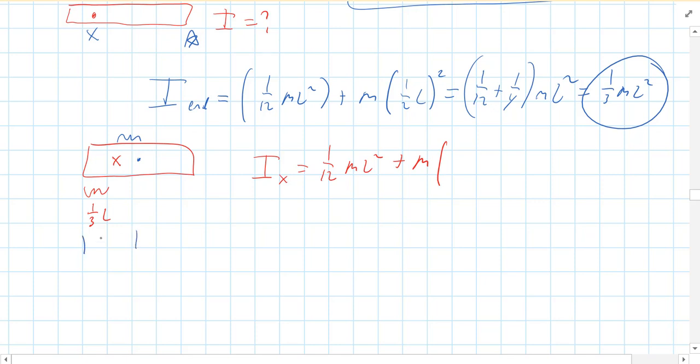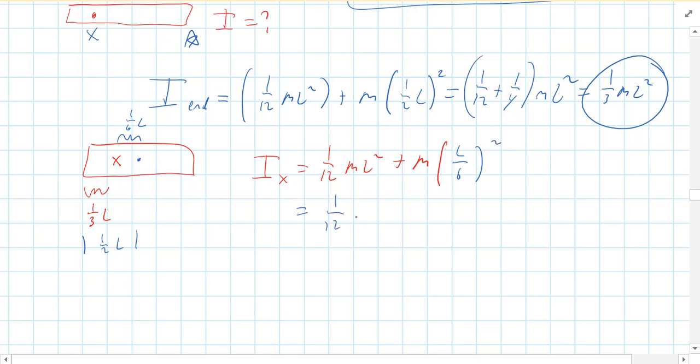Well, this whole thing is 1/2 L from the end to the center of mass. We need to do a half minus a third, which is a sixth. So this is a sixth L. So that's what you're going to put here. You put L over 6, and then you square it.